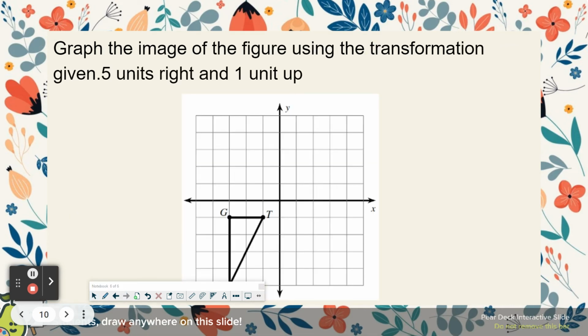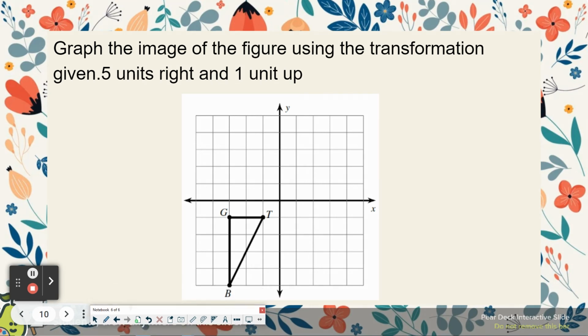Graph the image of the figure using the transformation given: 5 units right and 1 unit up. So we have B, G, and T. It's going to be important. We've never had to graph figures on the coordinate plane before. We've had to graph lines, but not figures. You are going to have to put the letters when you do your translation. So step 1 is, there's a couple ways to do this. You can write the ordered pair. So we'll do G, T, and B.